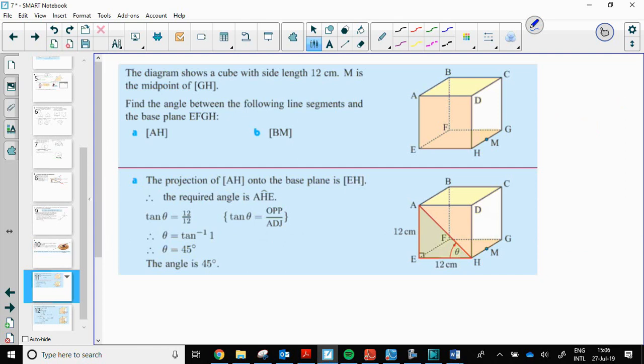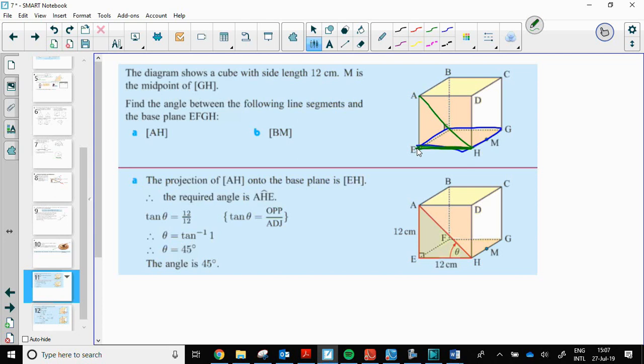So this is a two-part question. Part A, the answer is down below, and that's pretty straightforward, I think. We're trying to find the angle between the base plane EFGH, and that's the bottom. So we want the angle between that and a particular line AH. Okay, so that's AH, right there? Well, clearly, if we imagined the shadow of AH onto that plane, the projection would just be EH. And so then that's an easy angle to calculate.